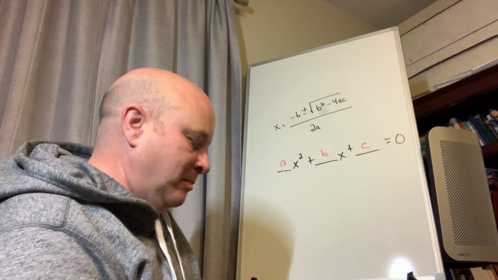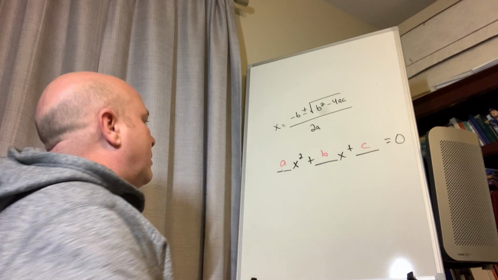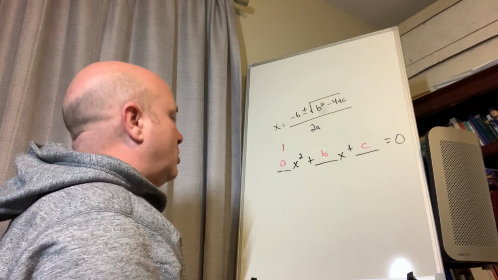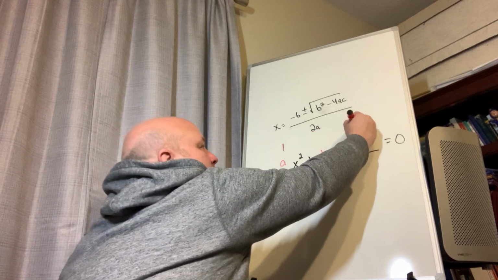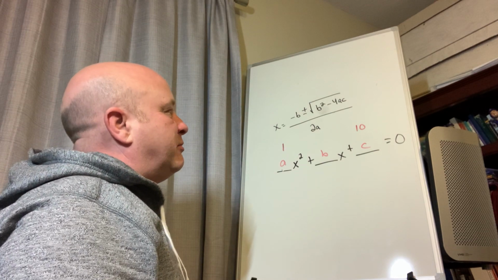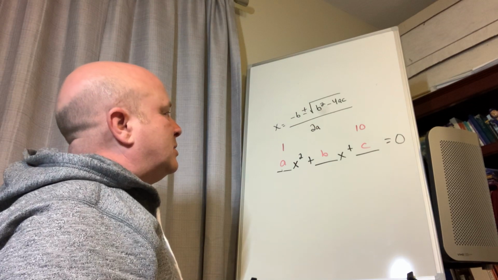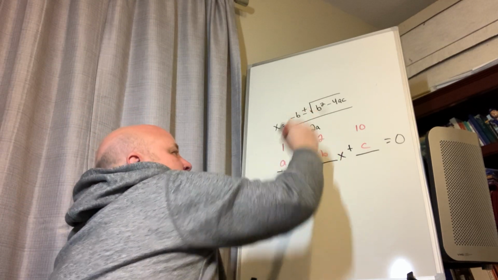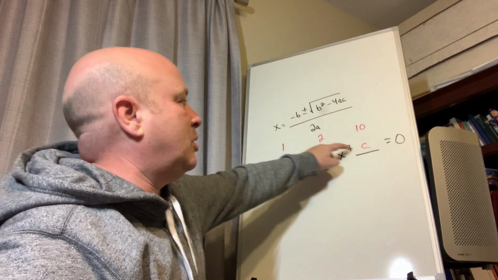So let's just say I'm going to leave this as 1, and let's say c equals positive 10, and let's say that b equals 2. All right, I haven't done this one in advance, but let's say a is 1, b is 2, c is 10.